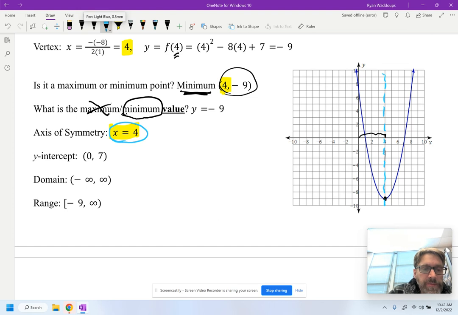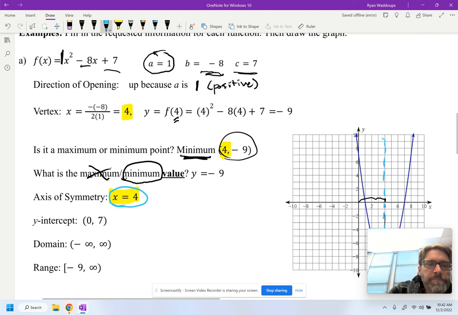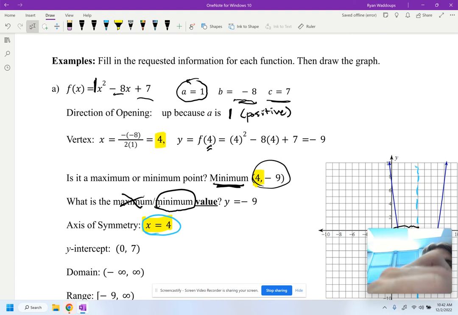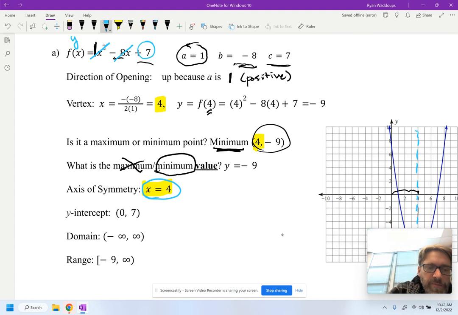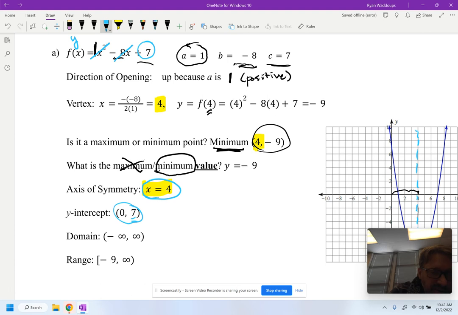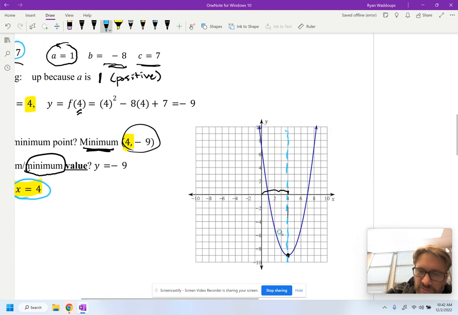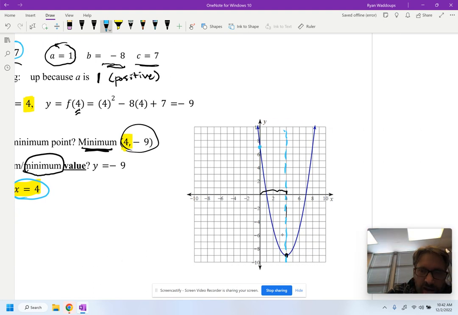The y-intercept, (0, 7). Where does that come from? Again, if I put a 0 in here for x, that cancels that. I put a 0 in here for that, cancels that. And then y, remember f of x is the same as y, equals 7. And so the y-intercept is at (0, c) or (0, 7), which is right up here where it crosses the y-axis.